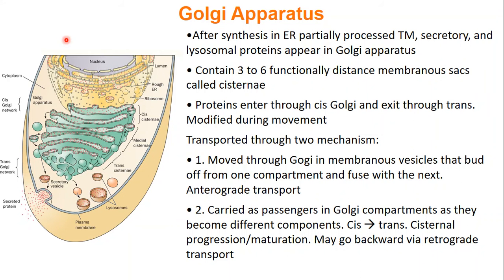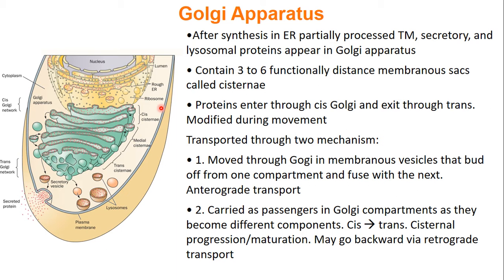In this video, we're going to continue talking about the transfer of proteins from one place in the cell to another. So in the previous video, we talked about proteins that are synthesized in the ER. After synthesis in the ER, any transmembrane, secretory, or lysosomal proteins will go to the Golgi apparatus.